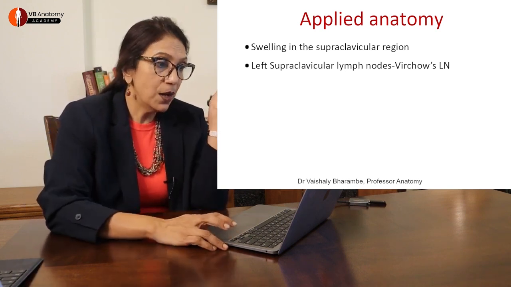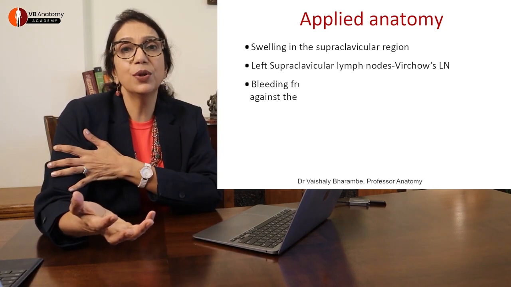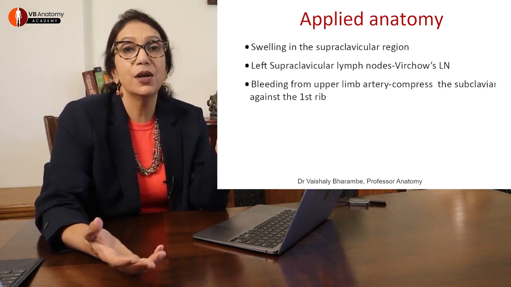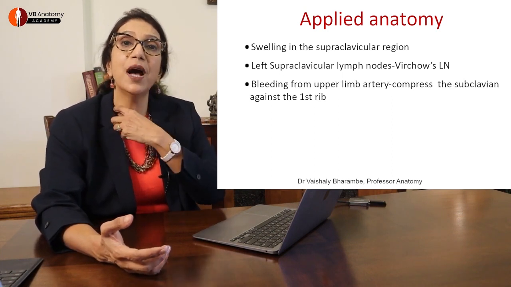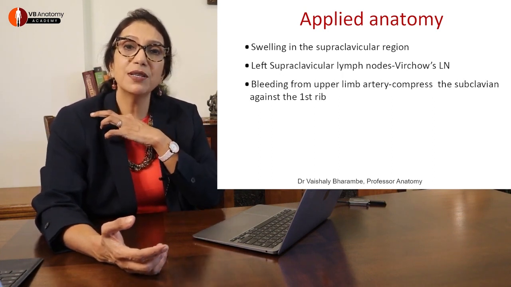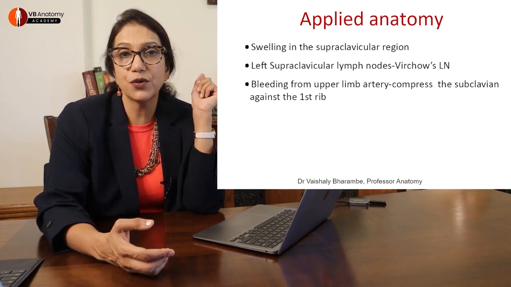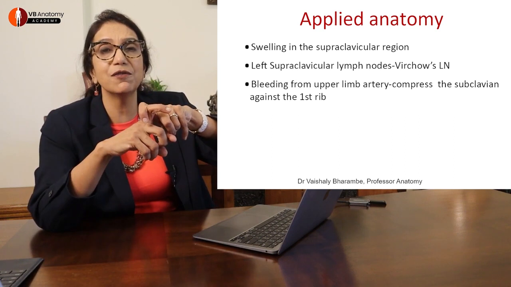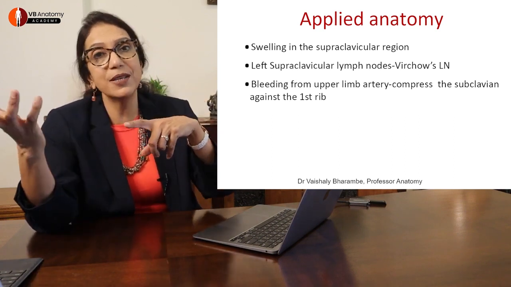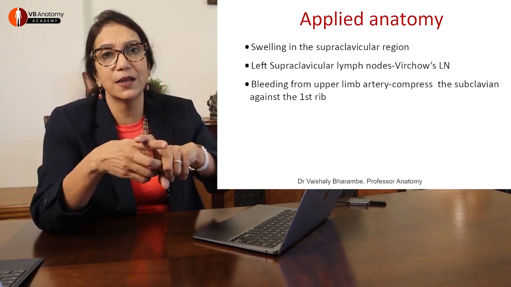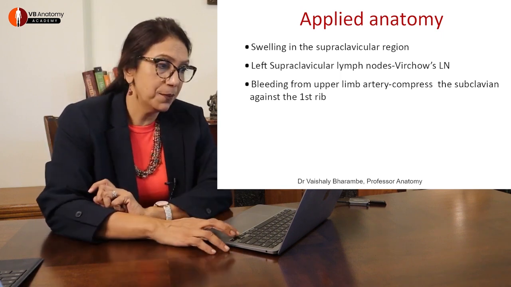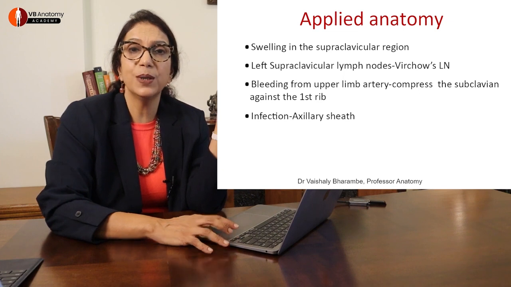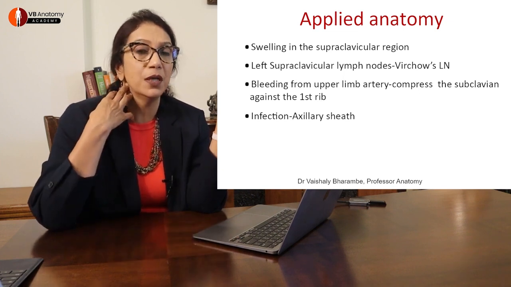Okay. Now, suppose you have an injury to the upper limb with massive bleeding. What are you going to do? Last minute, you're going to just put your finger down here and compress your subclavian against the first rib. That's an amazing relationship. You remember your subclavian is crossing the first rib to continue as the axillary artery. Just hit it there. Stop the bleeding.